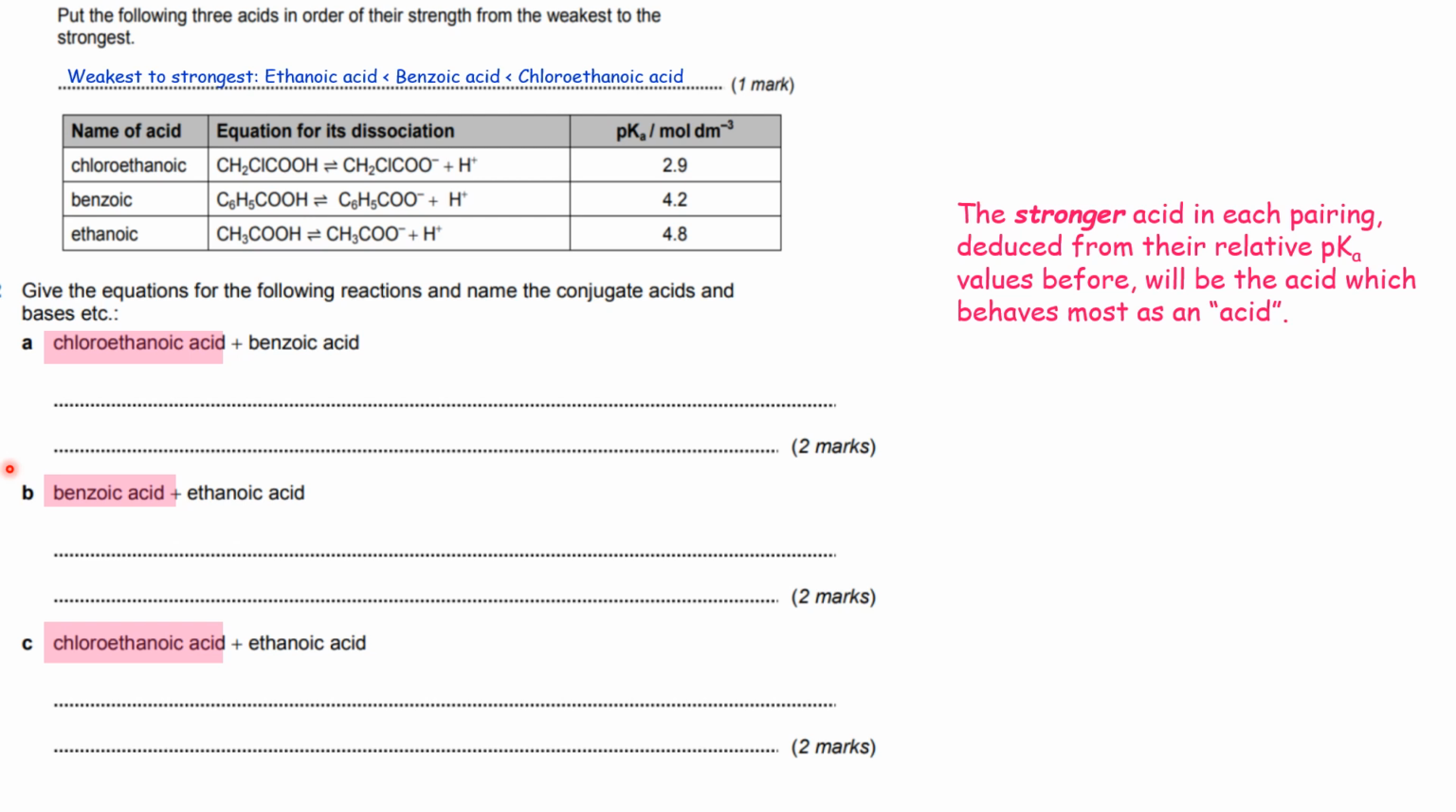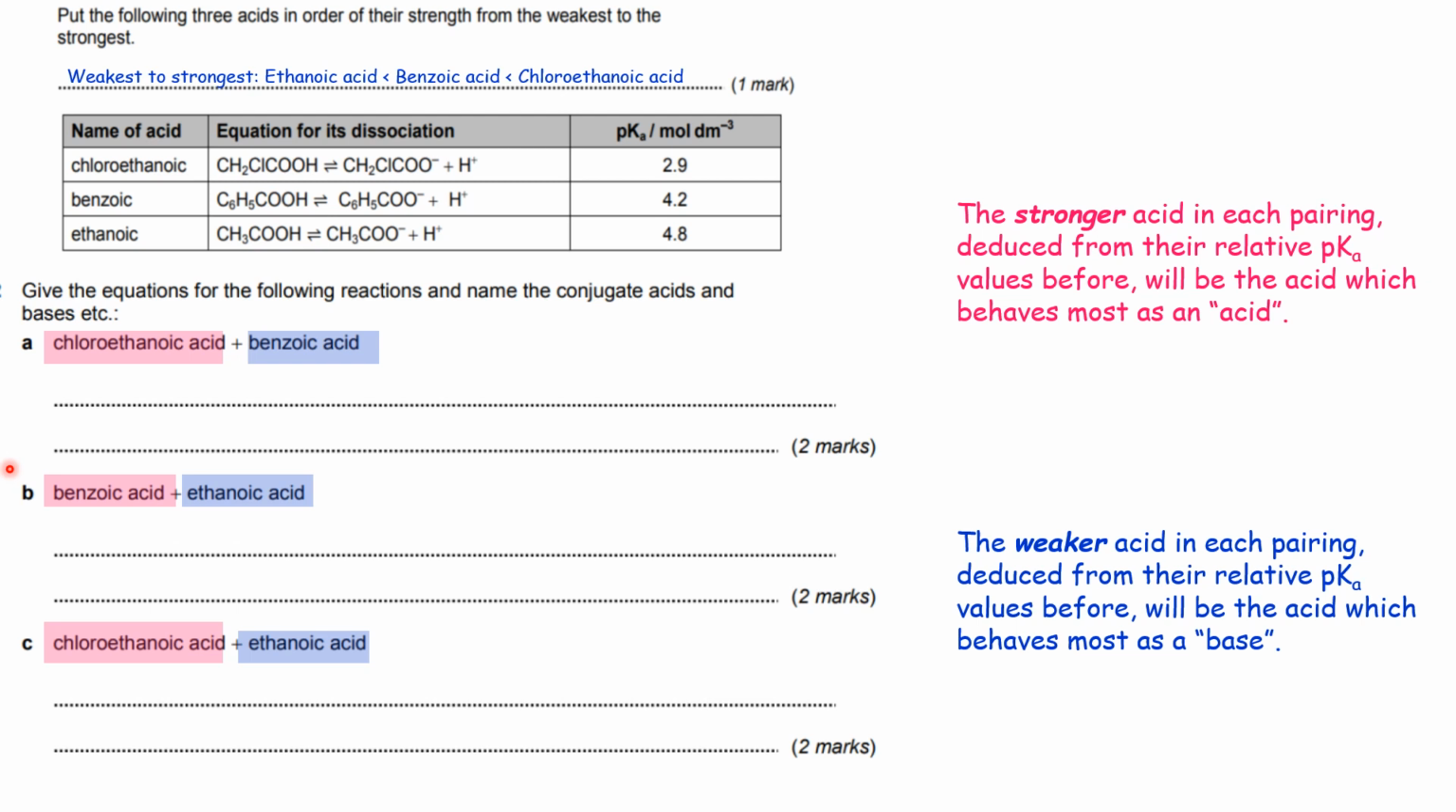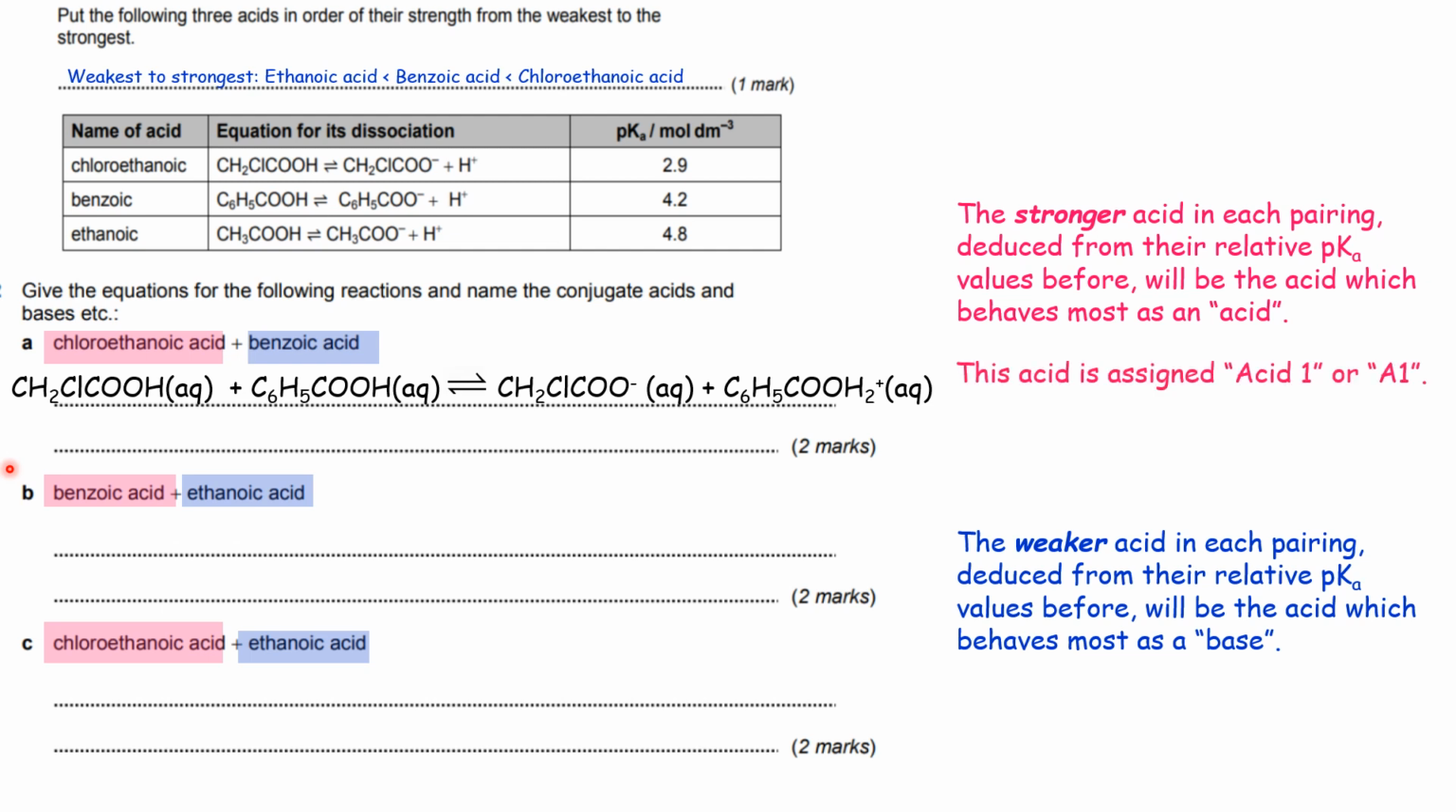So this is the acid which will behave as an acid. Even though they're both acids, this will actually behave as a quote-unquote acid more effectively. This will mean that the weaker of the two acids must behave as a base. So what happens when we put an equation together? How do we decide what the conjugate acid-base pairs are? Well, if we go back to our stronger acid, this acid is assigned as acid 1, or you can just put A1 underneath it. That's where they've got two lines, so they'll put your A1 and your B1, etc. down here.